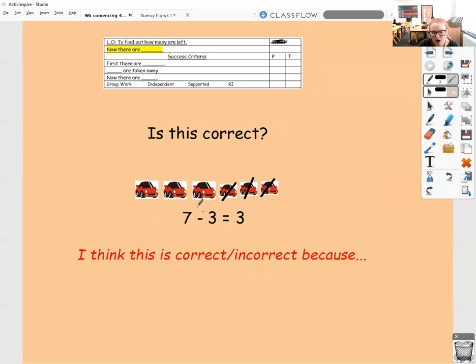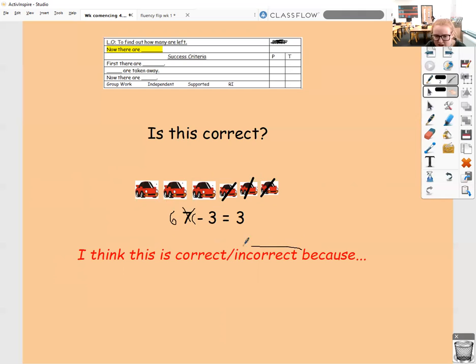So let's have a look. Are there 7 cars to start with? 1, 2, 3, 4, 5, 6. So actually, first I have 6 cars. So this does not look correct. This should be 6. Take away 3. So taking away 3. 1, 2, 3. How many are left? 1, 2, 3. So it is not correct because we are not starting with 7.